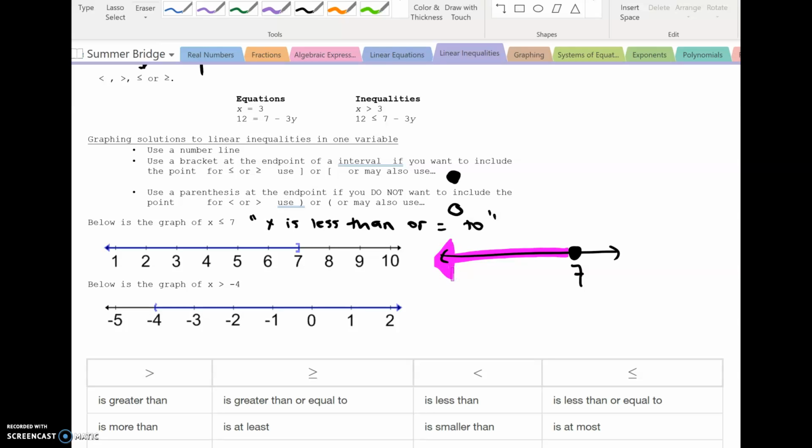Okay. Now for the next one, we have the graph of x is greater than -4. Because it's greater than, we're going to use parentheses. Here's -4, you could also use an open circle. And then again, you are going to shade in the direction. Because x has to be bigger than -4, you're going to shade everything that's bigger than -4. I just grabbed a highlighter and made an arrow a little bit bigger.